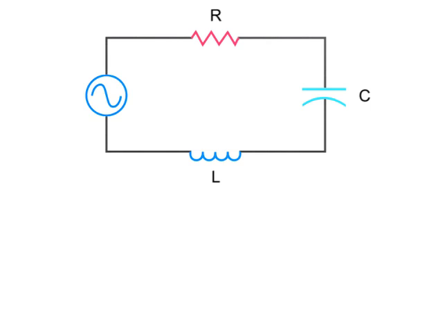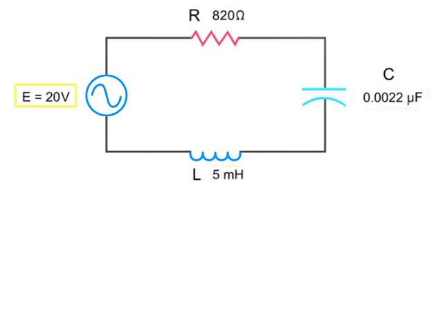In this circuit, there is an 820 ohm resistor, a capacitor of 0.0022 microfarads, and an inductor of 5 millihenries. The voltage source is 20 volts operating at a frequency of 40 kHz.